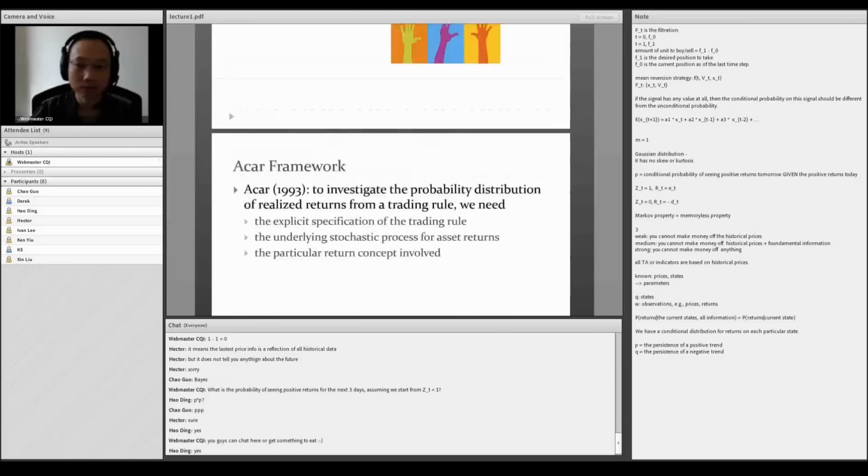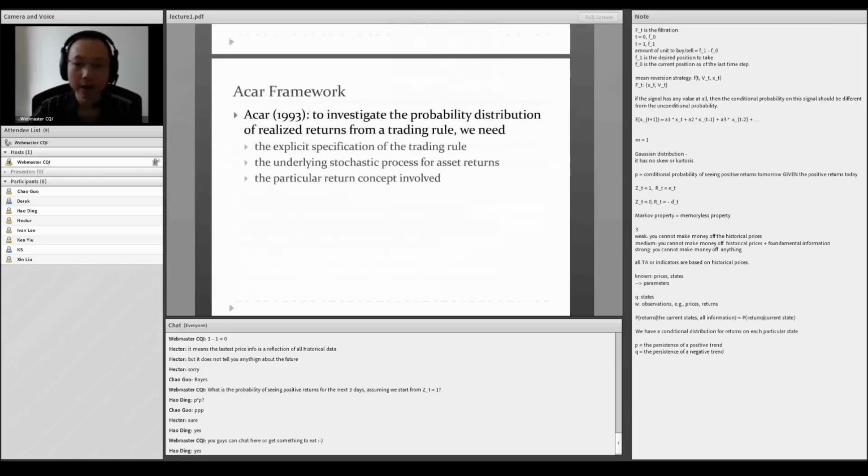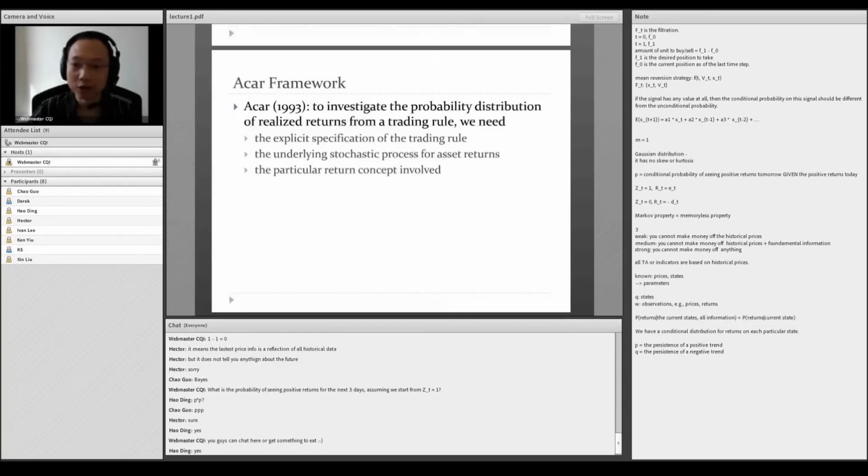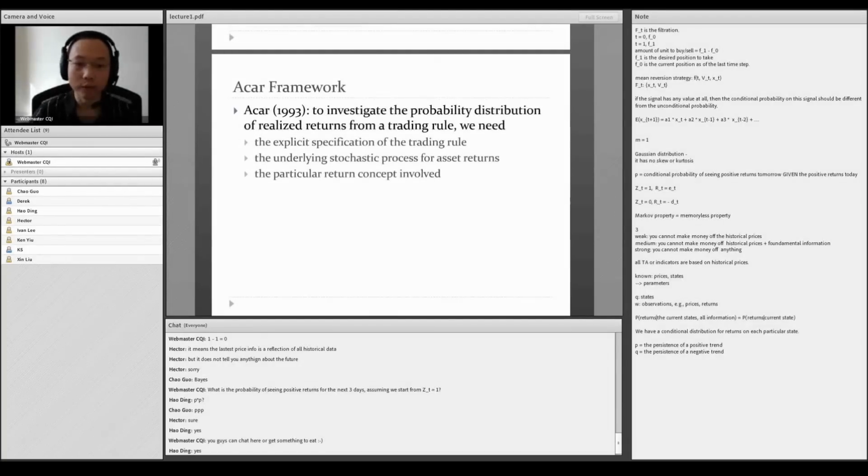Okay, the ACAS framework says that we need three things. We need the trading rules, which we already have, GMA21, and we need the underlying stochastic process for the asset return, which we already did. The two-state Markov chain combined with the gamma distribution defines the asset return. Now we need to know what making money means for strategies. This is the third thing in the ACAS framework that we need to define.